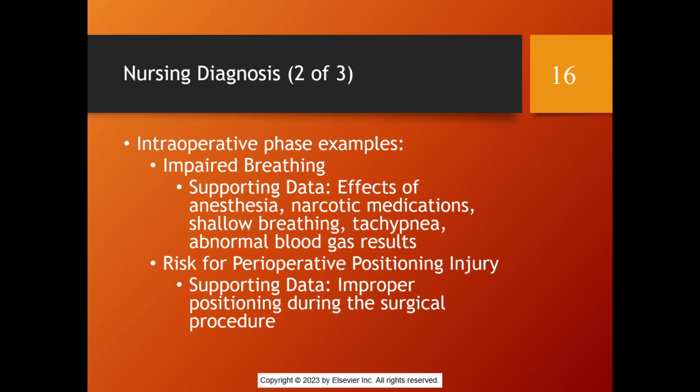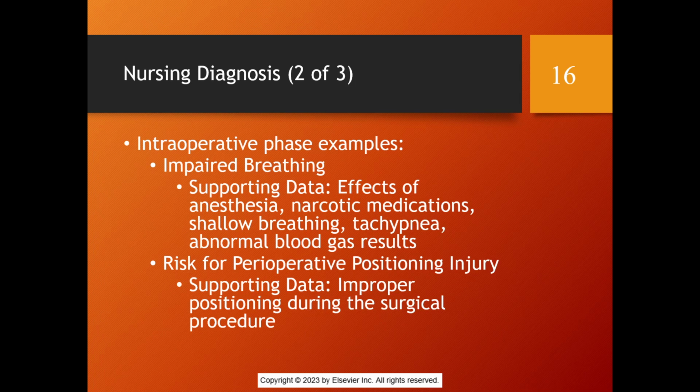This may involve adjusting the anesthesia as needed, encouraging deep breathing exercises when the patient is awake, and providing supplemental oxygen if necessary. Risk for perioperative positioning injury is another potential concern during the intraoperative phase. This can occur if the patient is improperly positioned during the surgical procedure, leading to nerve damage, pressure ulcers, or musculoskeletal injuries. As a nurse, it's your responsibility to ensure the patient is correctly positioned and supported to minimize these risks. This involves using appropriate padding and supports, regularly checking the patient's alignment and pressure points, and adjusting the position as needed to prevent injury.